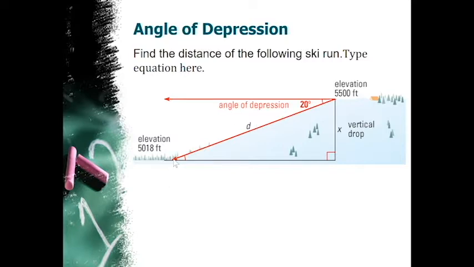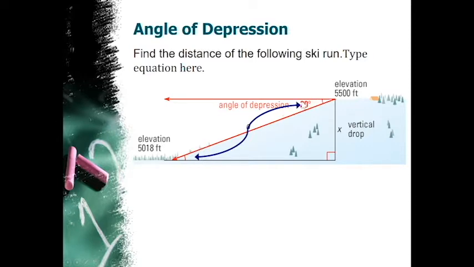Now, say you're in a group and the rest of your group's at the bottom of the slopes and they're looking up at you. The angle from level at the bottom of the hill looking up would be what we call the angle of elevation. Now, the angle of depression and the angle of elevation are always going to be equal to each other. Here's an angle of depression. Here's an angle of elevation.